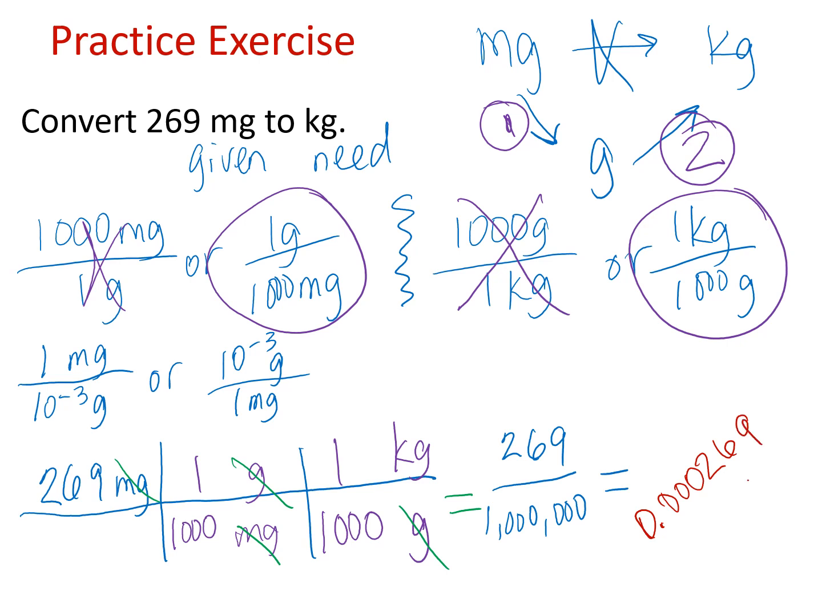0.000269 kilograms. So what this tells us is that 269 milligrams is equivalent to 0.000269 kilograms. And so, again, this is how you go through the process of utilizing dimensional analysis.